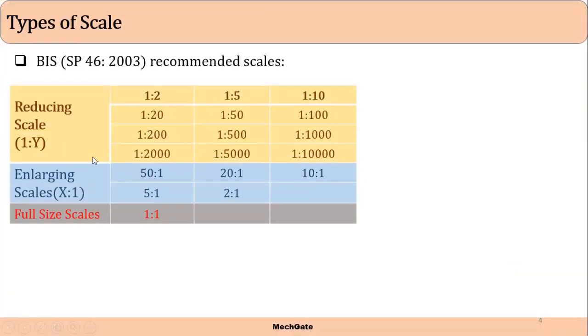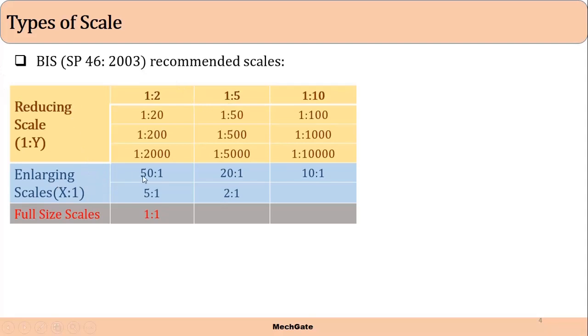These are the various standard scales recommended by the Bureau of Indian Standards, defined in SP 46:2003 revision. So for reducing scale 1:y, these are the standard reducing scales. 1 millimeter on drawing is an actual 2 millimeter of length. Similarly, 1 millimeter on a drawing has a 5 millimeter actual length. So we are reducing that 5 millimeter actual length to 1 millimeter on our drawing. That's why it's called a reducing scale.